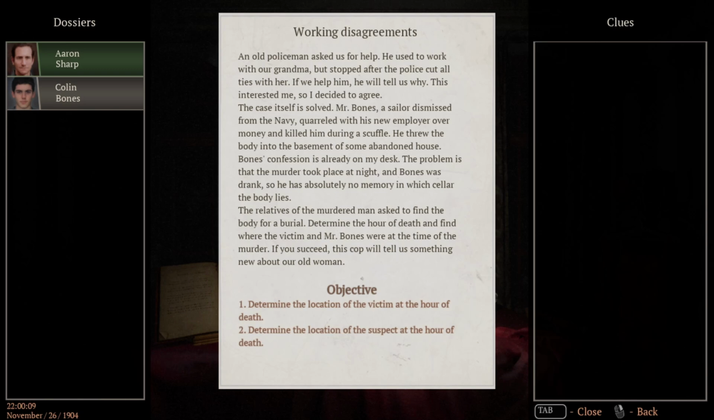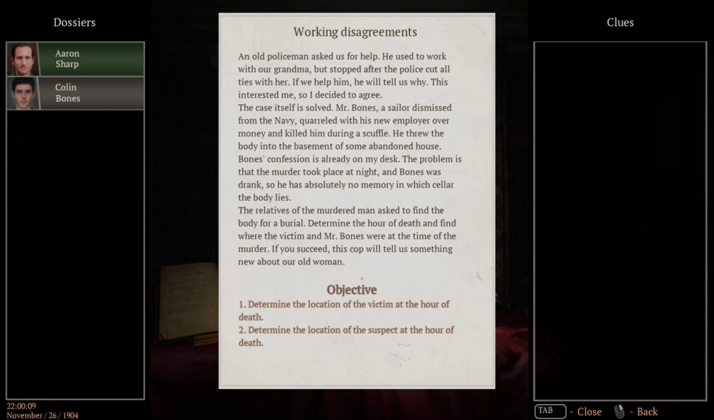In the last episode, we dealt with a case that dealt with some serious issues with a father. But now we're on to working disagreements. An old policeman asked us for help. He used to work with our grandma, but stopped after the police cut all ties with her. If we help him, he will tell us why. This interested me, so I decided to agree.